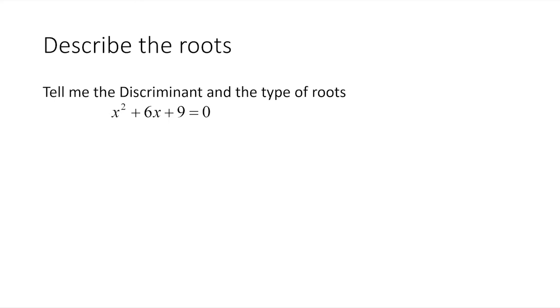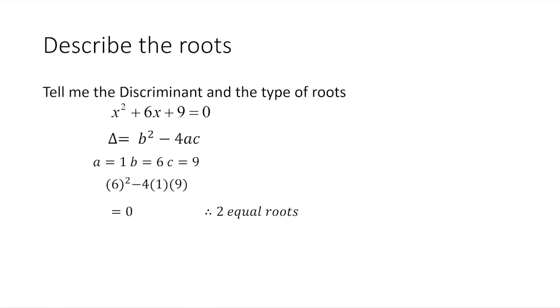Okay, let's look at another example. Tell me the discriminant and the types of roots that we have. So we have x squared plus 6x plus 9 equals 0. Our discriminant is equal to b squared minus 4ac. In this case, a is equal to 1, b is equal to 6, and c is equal to 9. Substituting these values into our discriminant gives us 6 squared minus 4 times 1 times 9, which is equal to 0. Therefore, our equation has 2 equal roots.